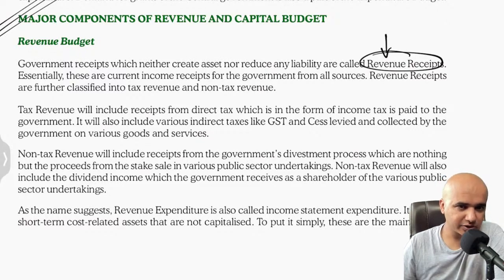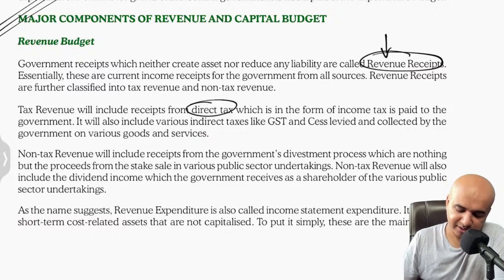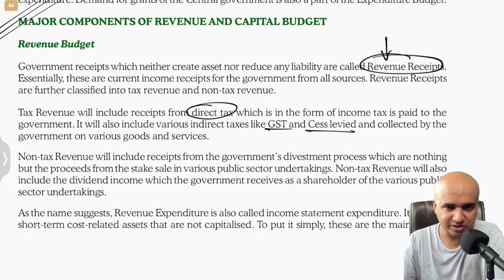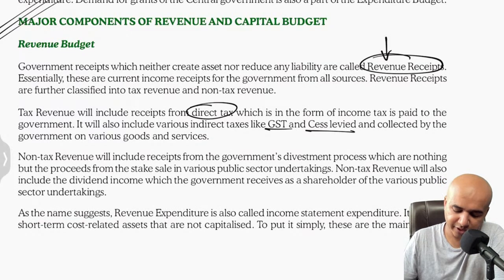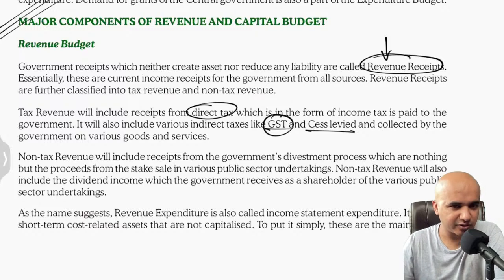Tax revenue will include receipts from direct tax, which is in the form of income tax paid to the government. It will also include various indirect taxes like GST, cess levied and collected by government on various goods and services. Now everything comes under GST. Earlier it was in different forms, but anyway, doesn't matter. What we have to understand here is, when it comes to tax revenue, there are only two major components: direct and indirect, indirect being GST. Now let us look at the non-tax revenue.